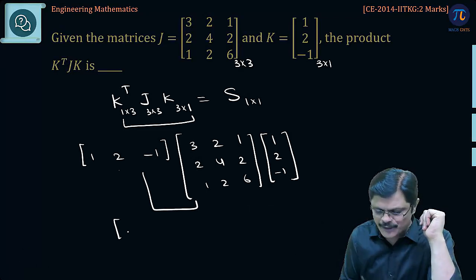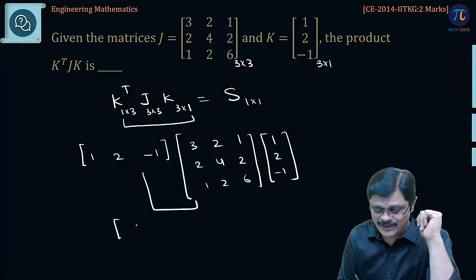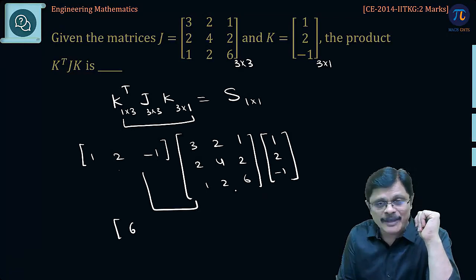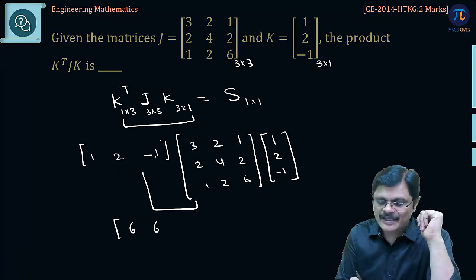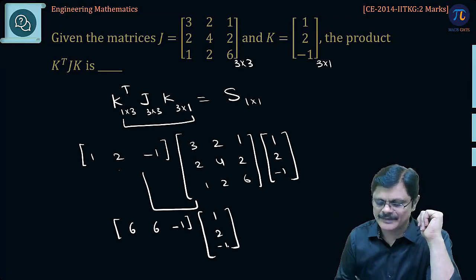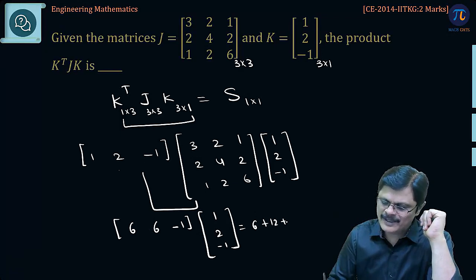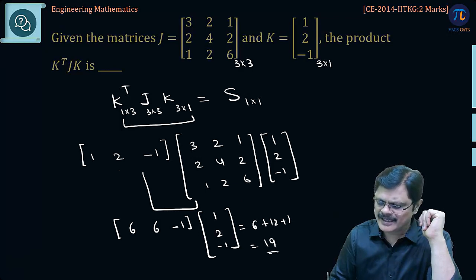Okay, so first, when you multiply these two matrices, first row multiplied with first column. That is 1 3s 3. You get 3 plus 4, 7, minus 1, which is 6. Then first row multiplied with second column: 2 plus 8 minus 2, that is 6. Then first row multiplied with third column: 1 plus 4, 5, minus 6, that is minus 1. And that has to be multiplied with 1, 2, minus 1. So what is the answer? A single element you are going to get. That is 6 plus 12 plus 1, which is nothing but 19.